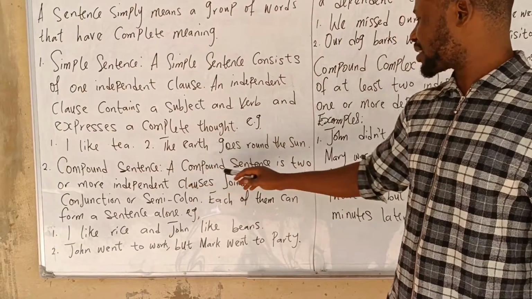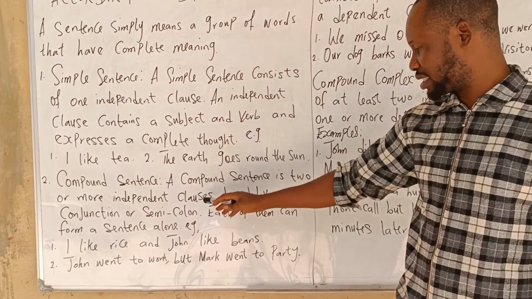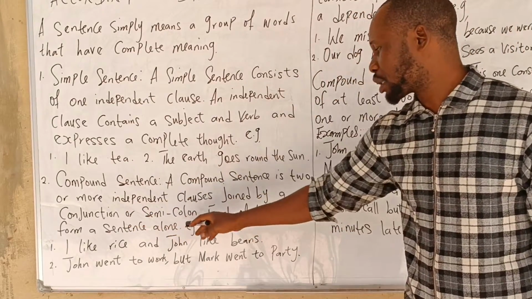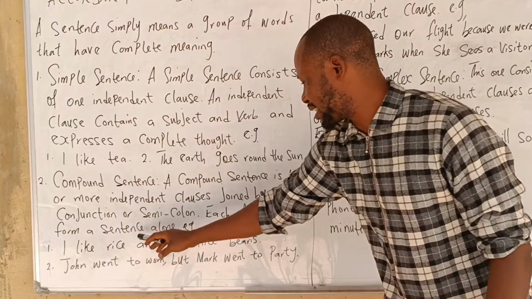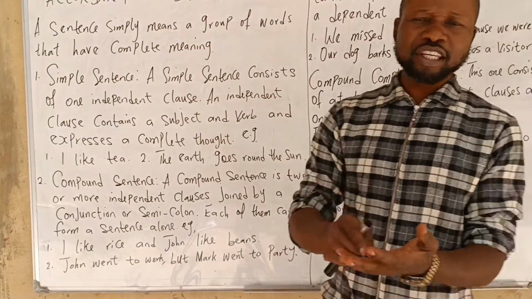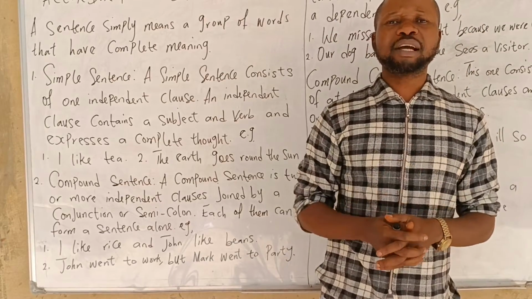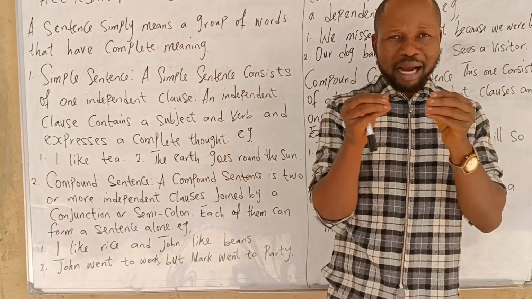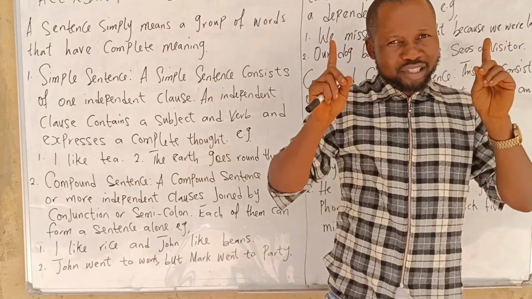I say a compound sentence is two or more independent clauses joined by a conjunction or semicolon. Each of them can form a sentence alone. Yes, each of them can form a sentence alone. Anytime you hear compound, if they say compound word, it means two groups of words that are matched together but can be separated and they will still make meaning.